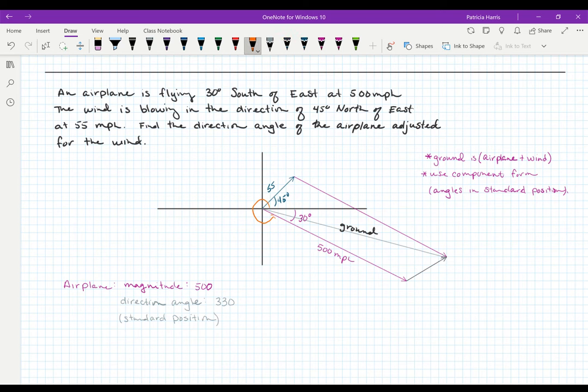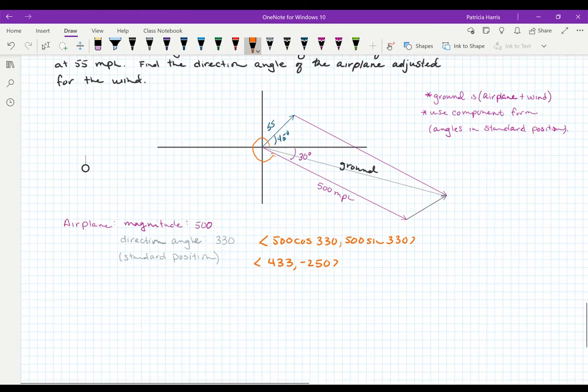Okay, so let's do our component form. So we're going to go 500 cosine 330, and then 500 sine 330. And we want to make sure our answer is in the fourth quadrant. So if I run that on my calculator, I get 433 and negative 250. Again, this is in the fourth quadrant, so my answer does make sense.